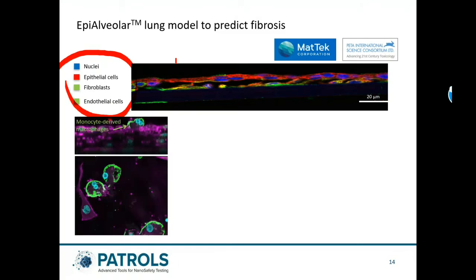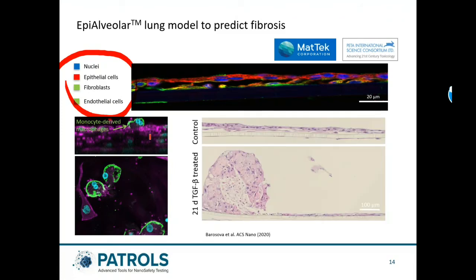So they shipped the cultures to us, from the US to Switzerland, and when we received the cultures, we kept them in the incubator for some days to relax a little bit, and then we added monocyte-derived macrophages, as we assumed that this is a relevant cell type to be included in our assays.